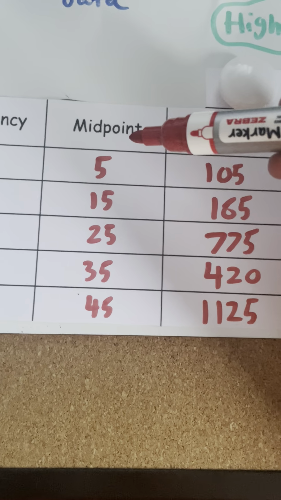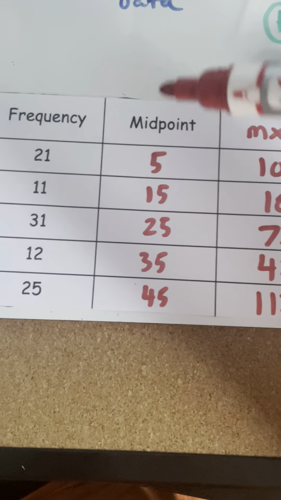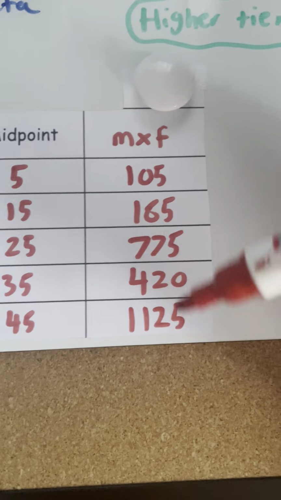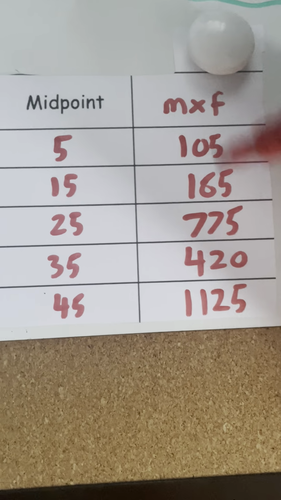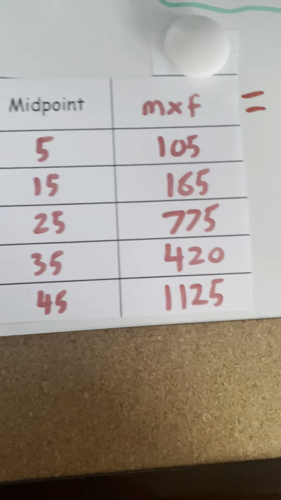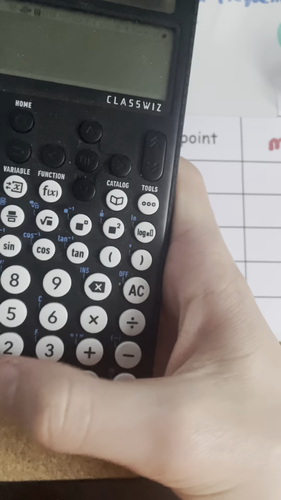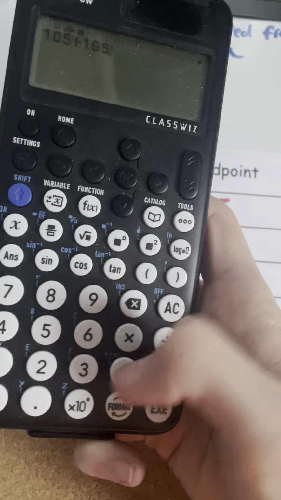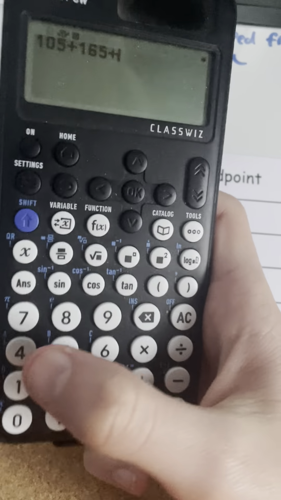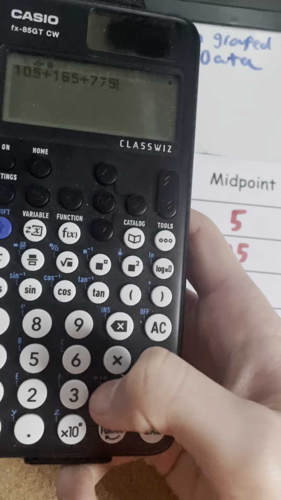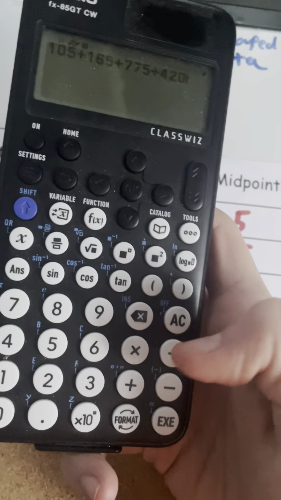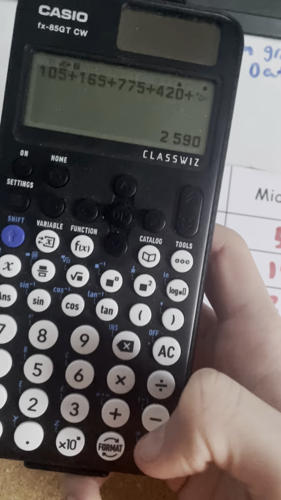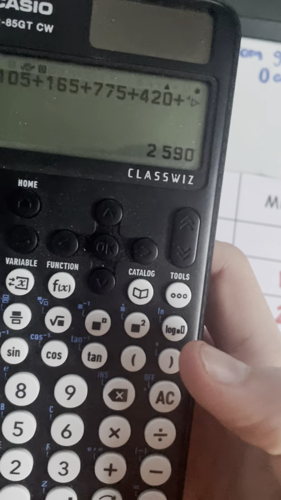All we need to do is add up the columns. Wait, no, do not add up the midpoint, sorry. You need to add up all the frequency, and we need to add up all of this. So I'm going to start off by adding up this column, which will give me a result of, let me use my calculator, 105 plus 165 plus 775 plus 420 plus 1,125. That gives me a result of 2,590.